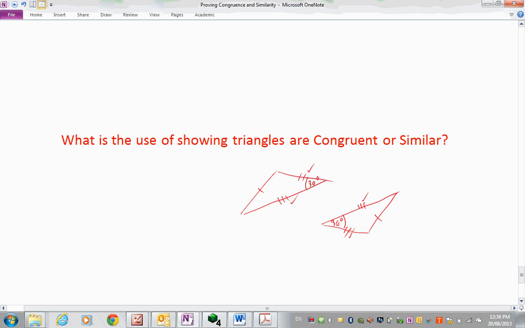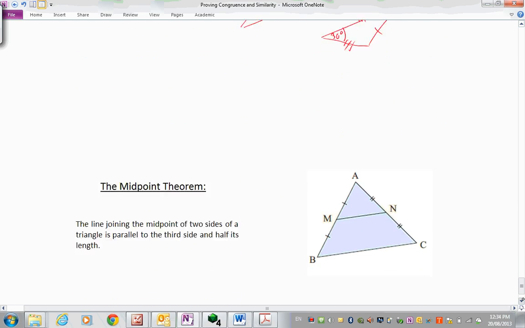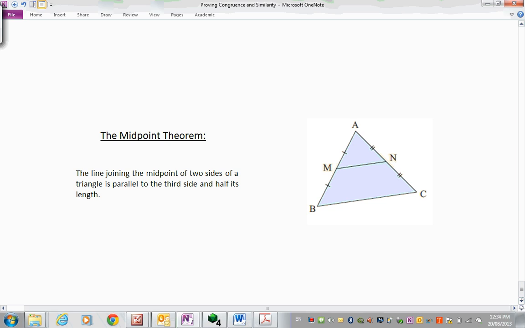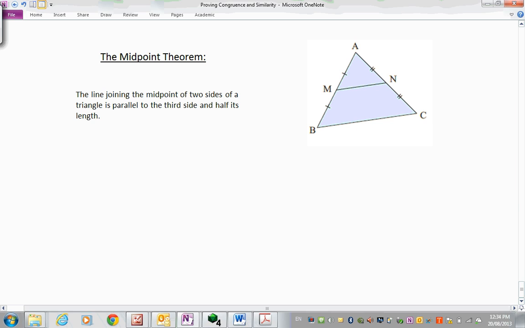But there's another thing, and that is, in geometry, we often have theorems. We just put this up the top. Here's a theorem: the line joining the midpoint of 2 sides of a triangle is parallel to the 3rd side and half its length. Many of these theorems were attributed to Euclid, and we use them to prove aspects of shapes in geometry. Are lines going to be parallel? What line is going to be equal to another? And so we can use congruent triangles and similar triangles to prove this one.